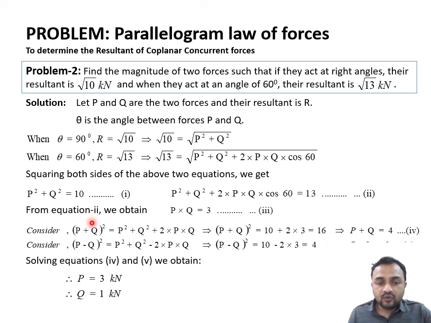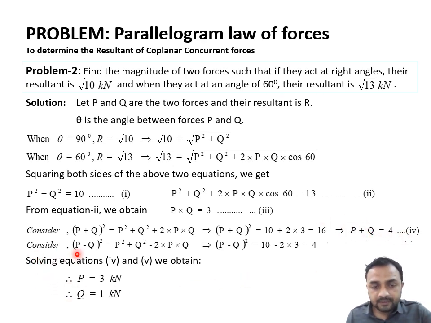Okay. From equation 2, we obtain that P into Q is equal to 3. Again, consider P plus Q whole square, which equals P square plus Q square plus 2 into P into Q. This implies P plus Q whole square equals 10 plus 2 into 3, which is 16. Or we also know that P plus Q is equal to 4.